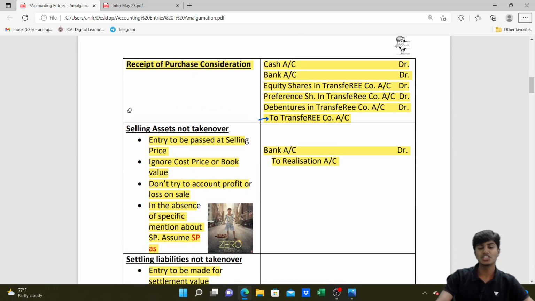Then we write the PC due entry, which is transferee company account debit to realization. Then the purchase consideration receipt entry, which is cash, bank, debentures, equity shares, preference shares in transferee company to transferee company account. This is for the receipt of PC.